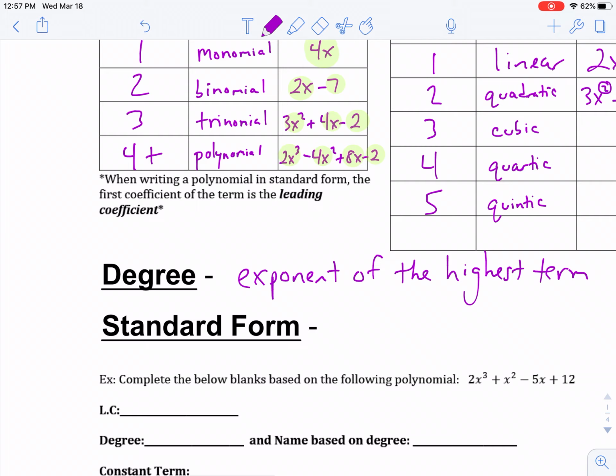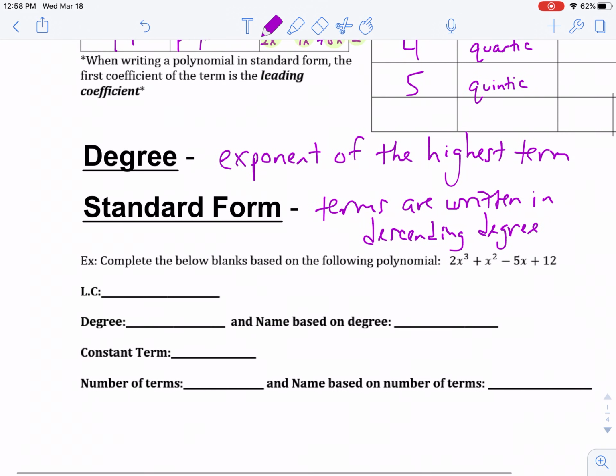Standard form, we should be familiar with standard form. It's descending. Terms are written in descending degree. Okay, and then real quickly, because we're running out of time on this video, we have to keep them all under 5 minutes. In this one, this is standard form right here.